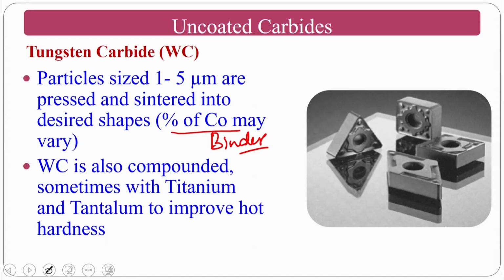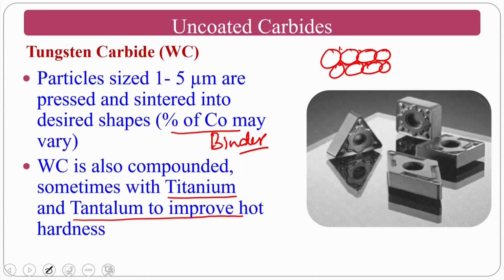Okay. So, tungsten carbide is also compounded sometimes with tantalum, which improves the hot hardness. To improve the hot hardness, normally tantalum and titanium are used. Basically, these are developed by the powder metallurgy techniques, where we use the tungsten carbide particles and the binder is added to it, and they will do the ball mixing and all those things. Then they will do the compaction, sintering, and they will form. Normally the cobalt is a binder.